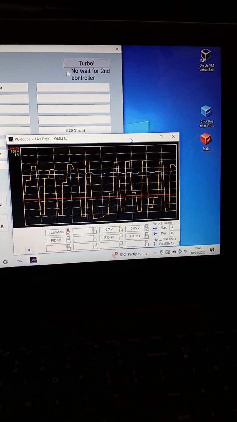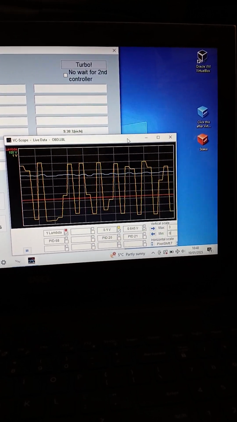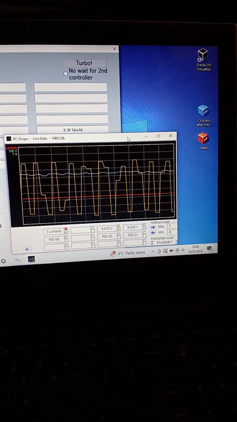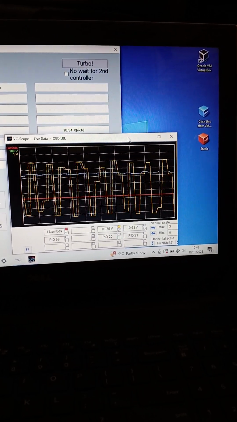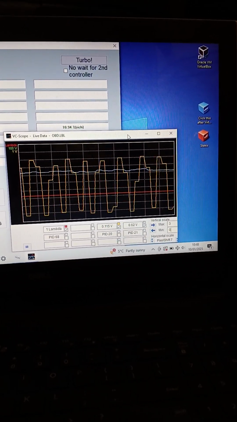So yeah, if you don't see that switching on your pre-cat bank one sensor one O2 sensor, you know that it's not working properly, or you might have a running issue which is keeping it pegged at rich or lean.